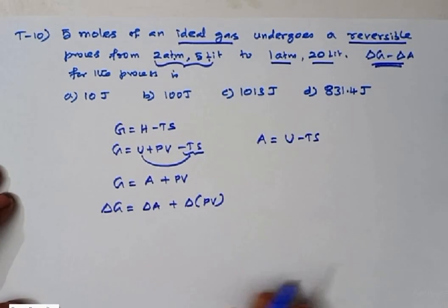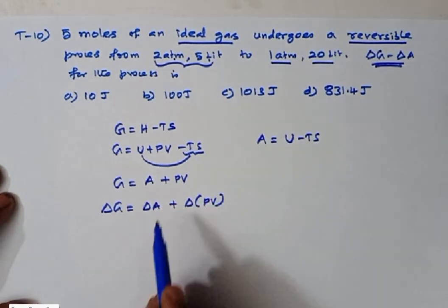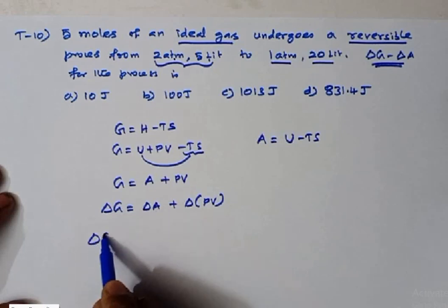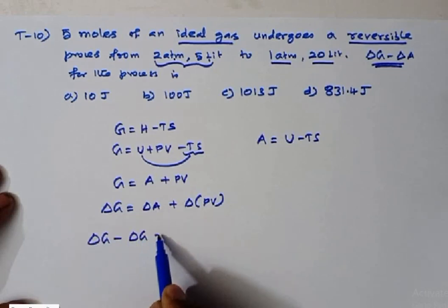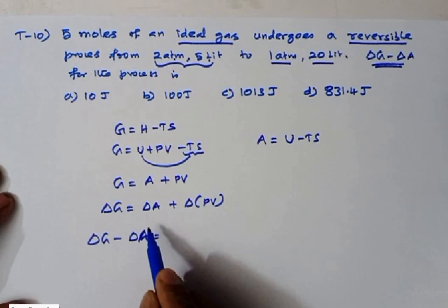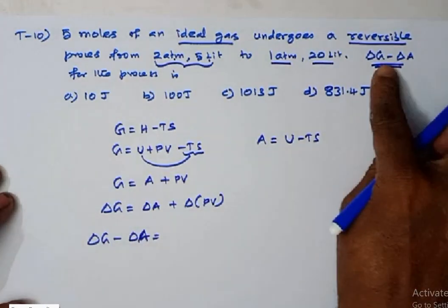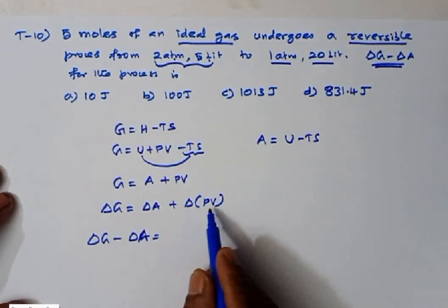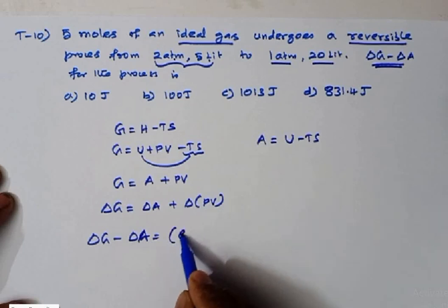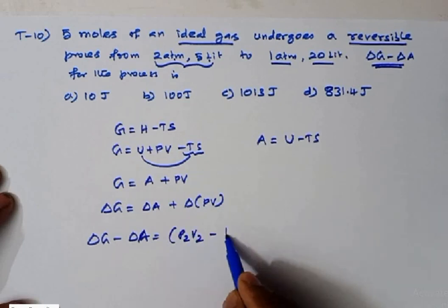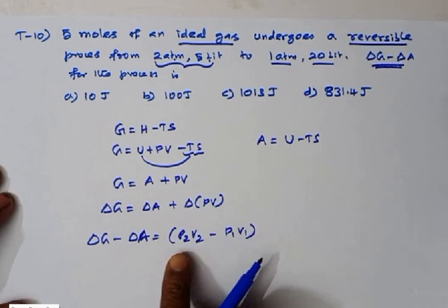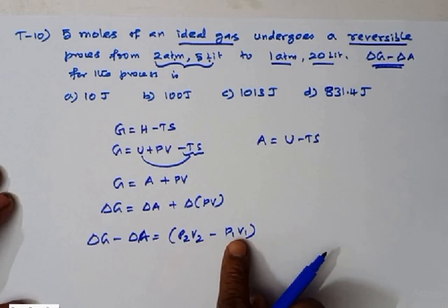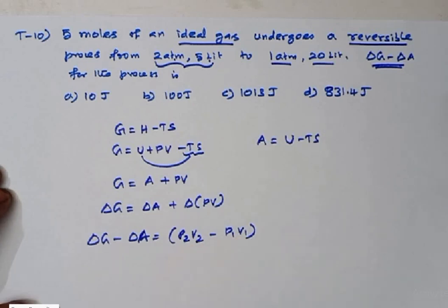Okay, change. So, to find change, use this formula. Bring delta A to the left hand side. Delta G minus delta A. This is what we need to find out, is equal to delta of PV. What is delta of PV? P2V2 minus P1V1. Final pressure into volume minus initial pressure into volume.